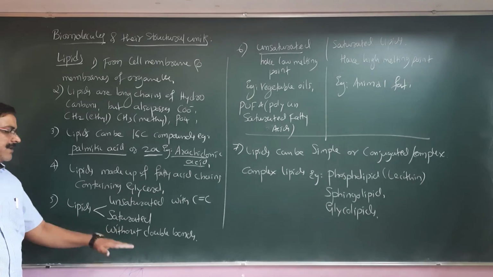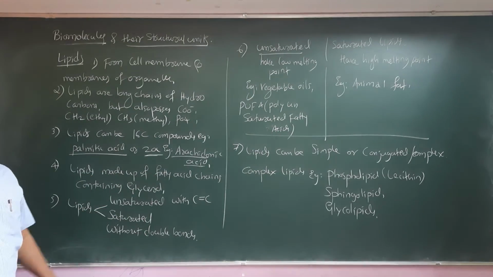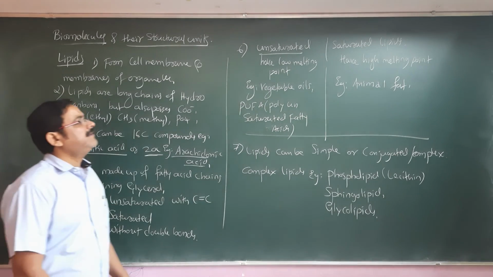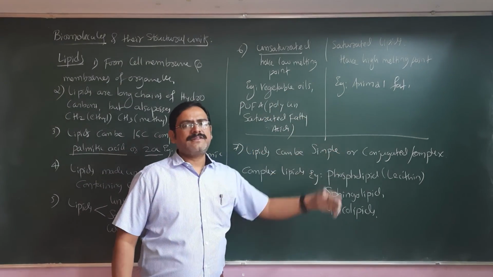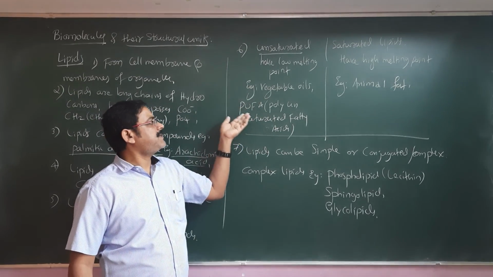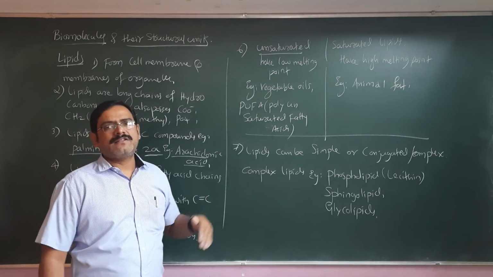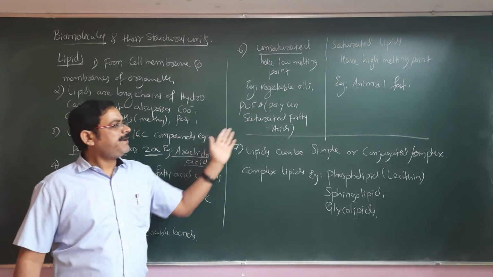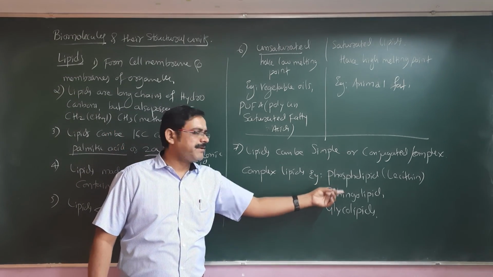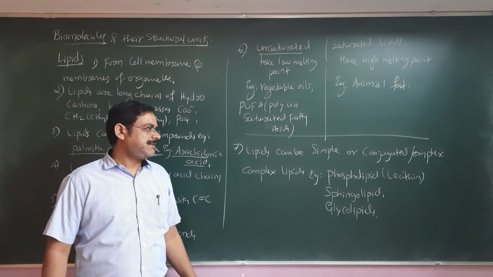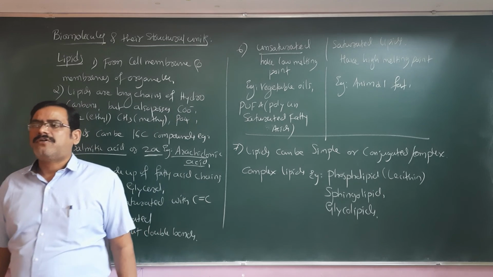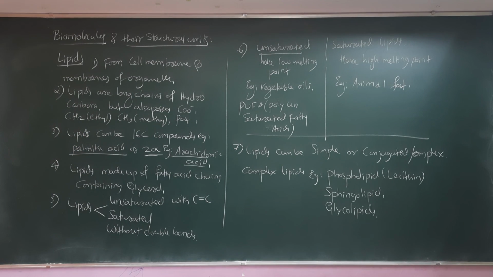Lipids can be unsaturated or saturated. Unsaturated have a double bond between carbon to carbon, saturated are without double bonds. Saturated, mainly animal fat, has a high melting point, whereas vegetable oil, unsaturated fatty acid, best example PUFA, has a low melting point. Lipids can be simple or conjugated or complex. Complex includes phospholipid, best example mainly lecithin, sphingolipid and glycolipids. This is what we need to know about the lipid basics.